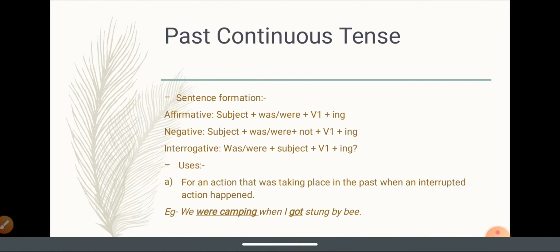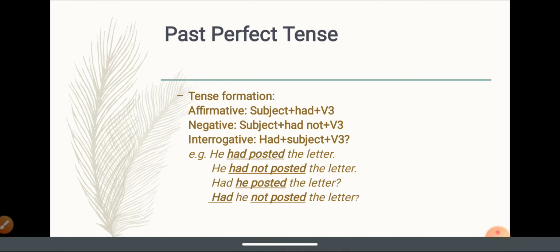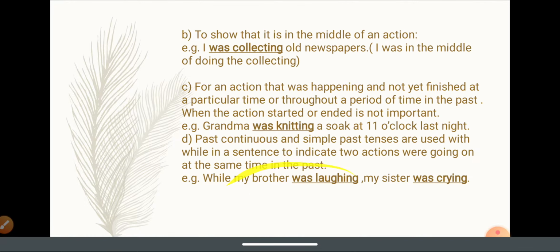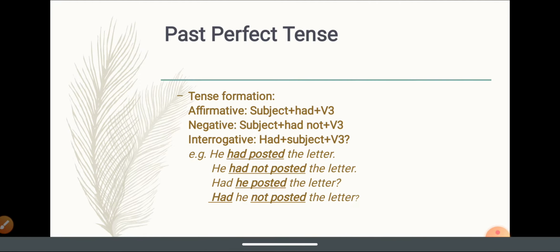So next comes the past perfect tense. In this tense, the formation is subject plus had plus third form. It is clear from the examples: He had posted the letter, he had not posted the letter, had he posted the letter, or had he not posted the letter. So this is the formation of past perfect tense.